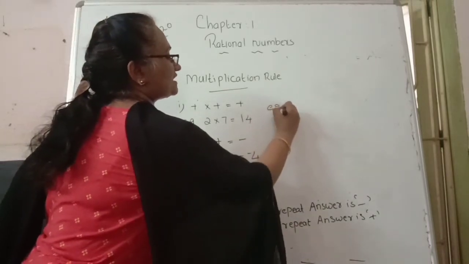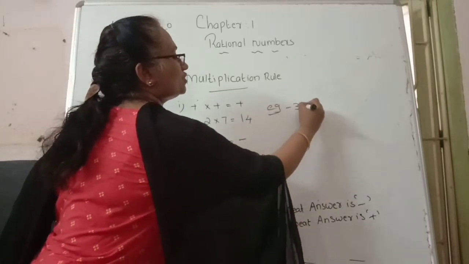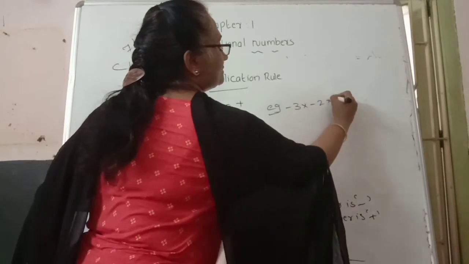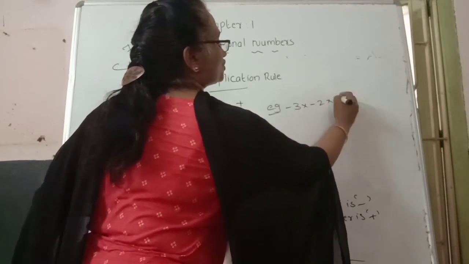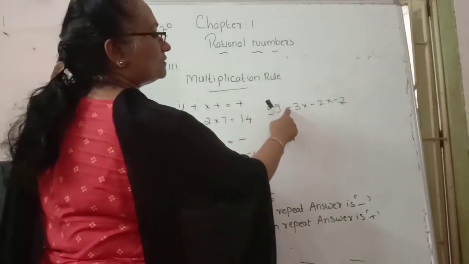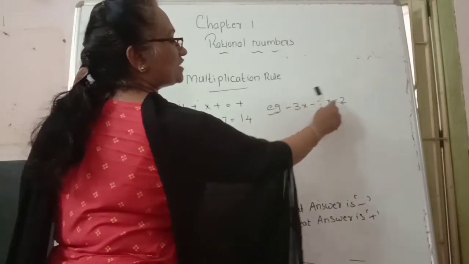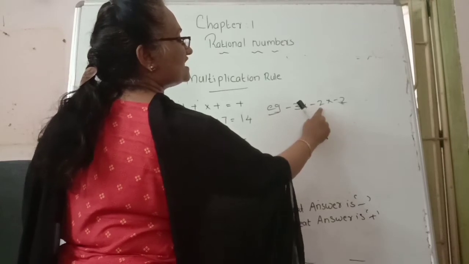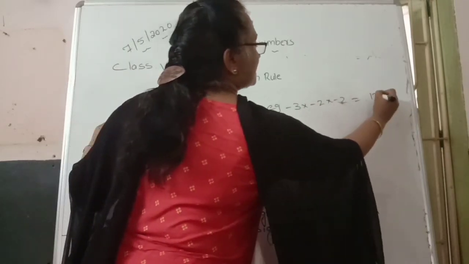One more example I give: minus 3 into minus 2 into plus 2 into minus 2. See here the numbers. First we multiply all these numbers. 3 2s are 6, 6 2s are 12 is the answer.